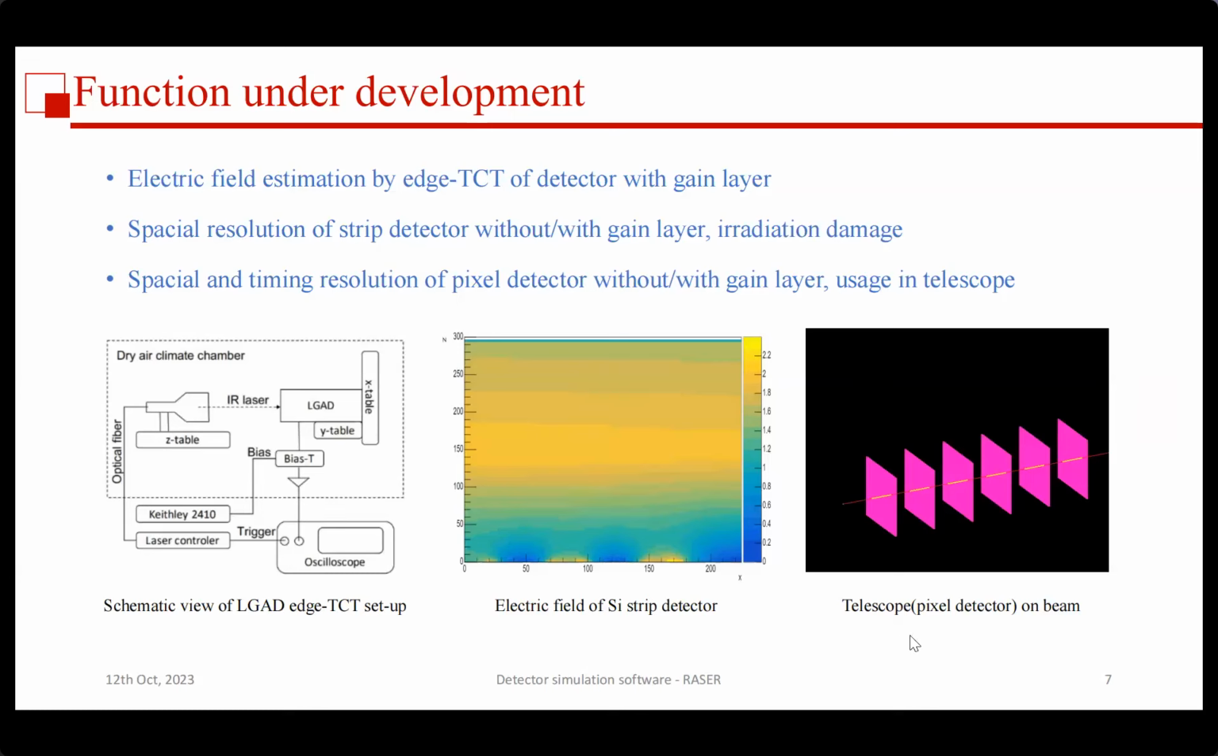The third one is to extend DEVSIM to 3D solution, and then we'll be able to simulate pixel sensors with a gain layer, of course, and we can put them in a telescope to do track reconstruction.